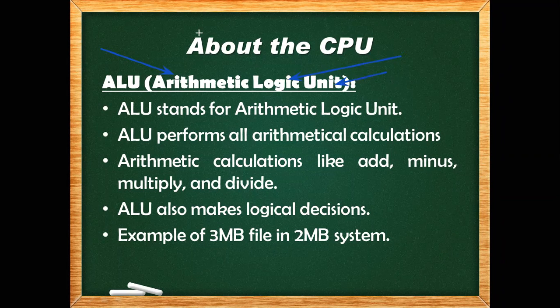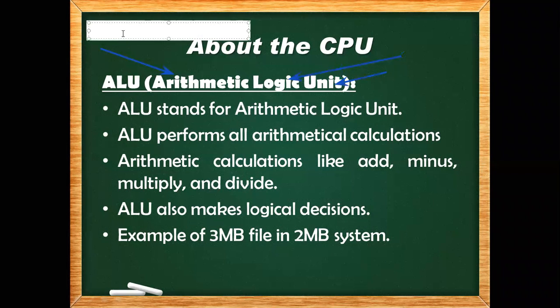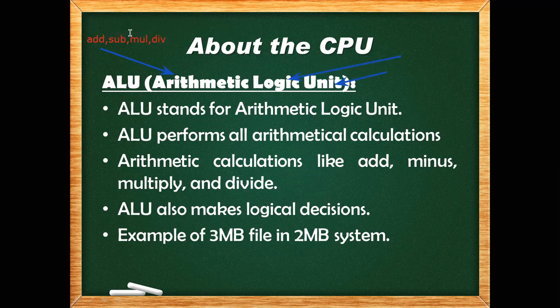Okay. So what does arithmetic do? Arithmetic does all the mathematics. In arithmetic there are four things: addition, subtraction, multiplication, and division. So mathematics is done in arithmetic in the ALU. So what does logic do? Logic makes a sequence.